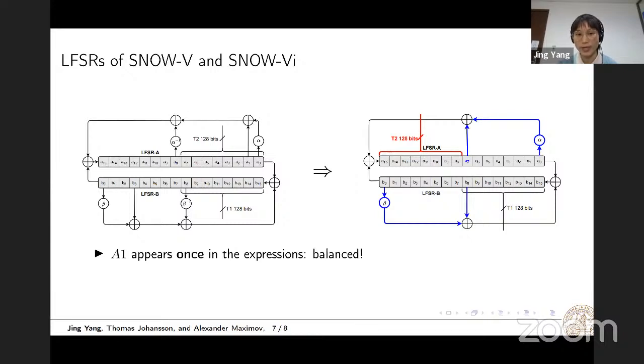So specifically, we have moved the tap position of T2 from the lower 128-bit part to the higher part. This is exactly A1. So in this case, A1 will appear in the expression of the three keystream words, and it will appear only once. So now it becomes impossible for us to explore a biased combination locally.